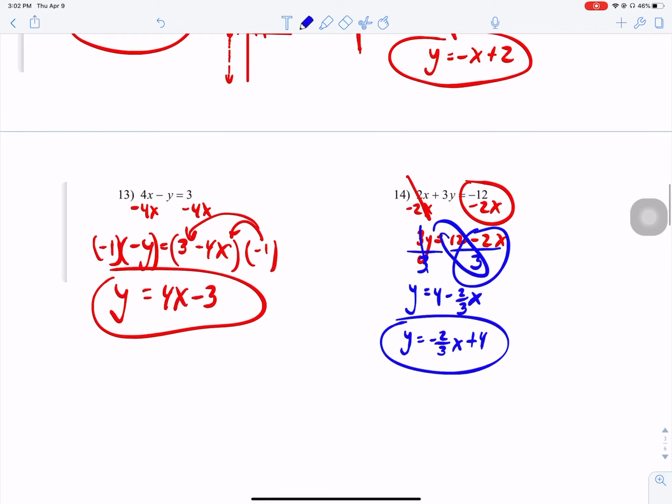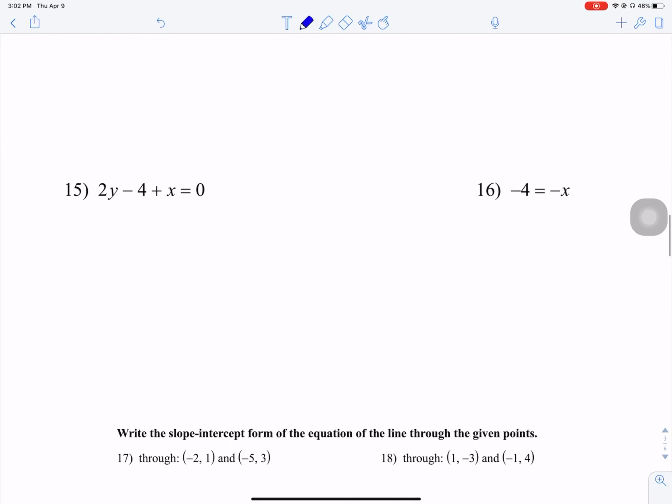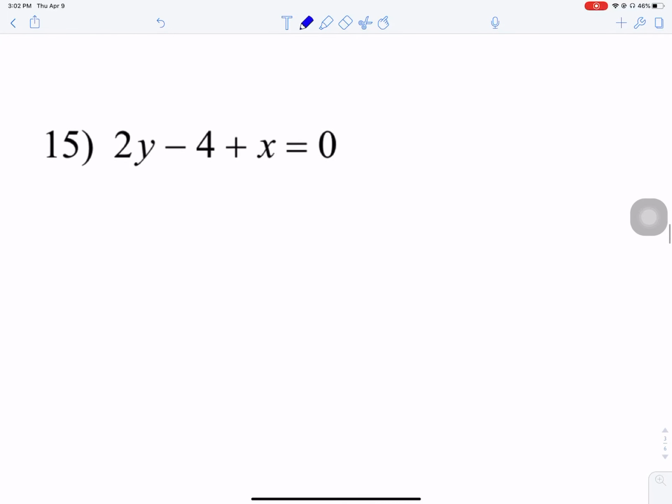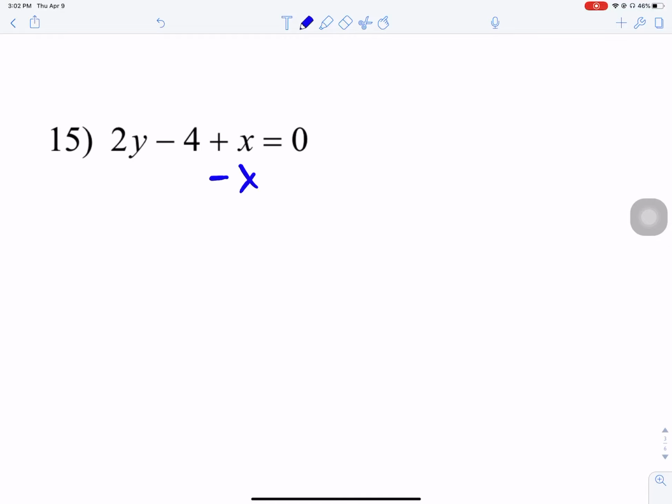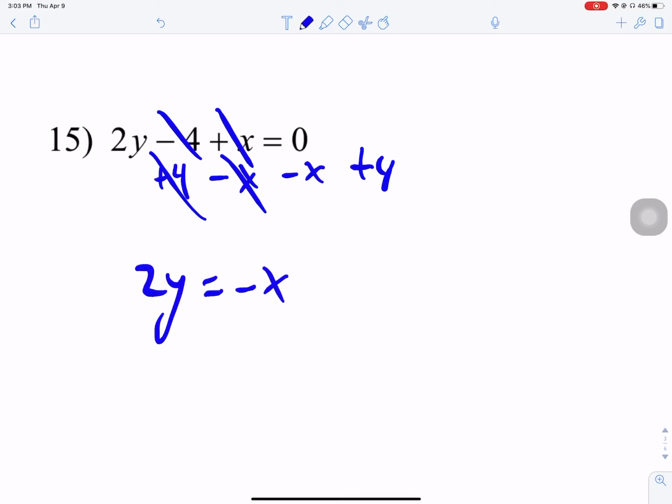And you can rewatch those again. I know I went pretty quick. And there's more here. We're solving for y. So move x, move this 4. Minus x plus 4. Gone, now 2y equals negative x plus 4.